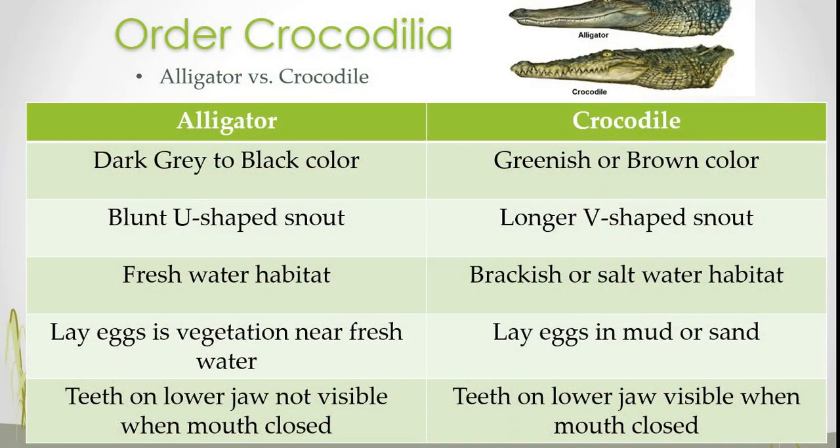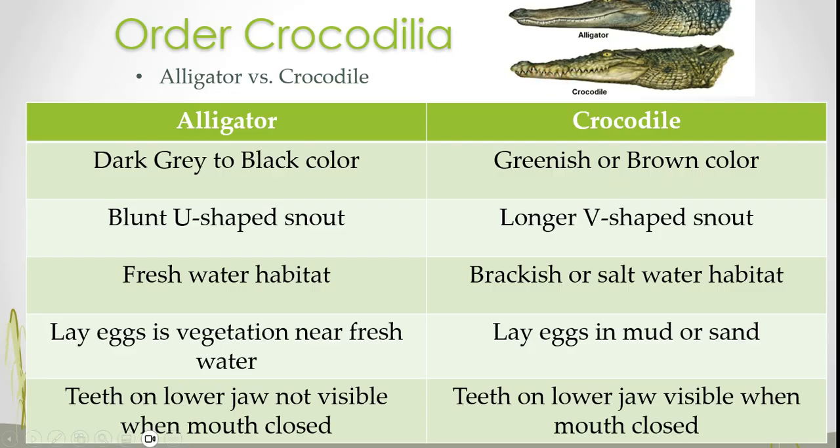All right, here we are at order Crocodilia. We're going to once again have a chart here that you may want to copy down, the differences between alligators and crocodiles. Alligators tend to be dark gray and black, where crocodiles are brown or green. The alligator has a U-shaped snout, and the crocodile has a V-shaped snout. You can't see it very well in this picture, but I'll show you another one.